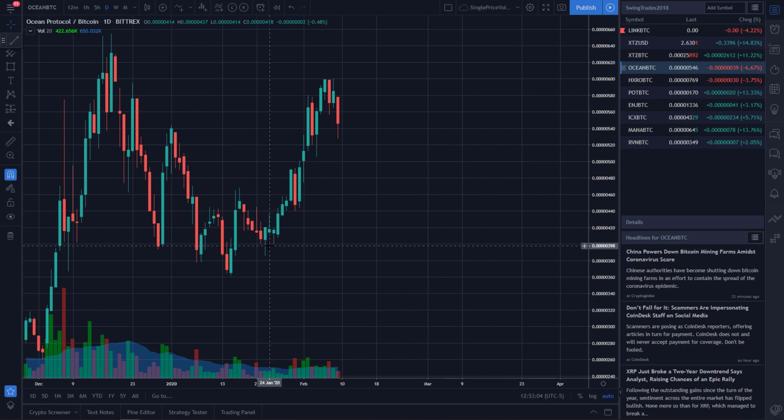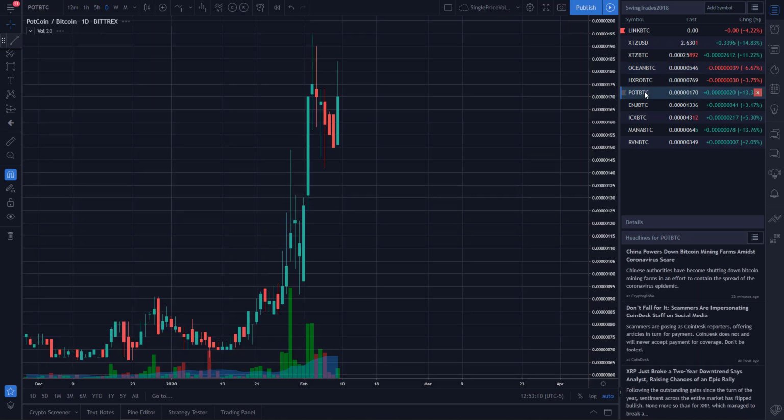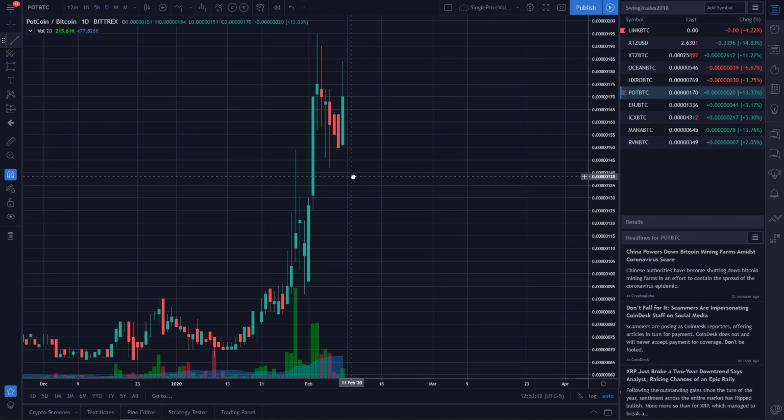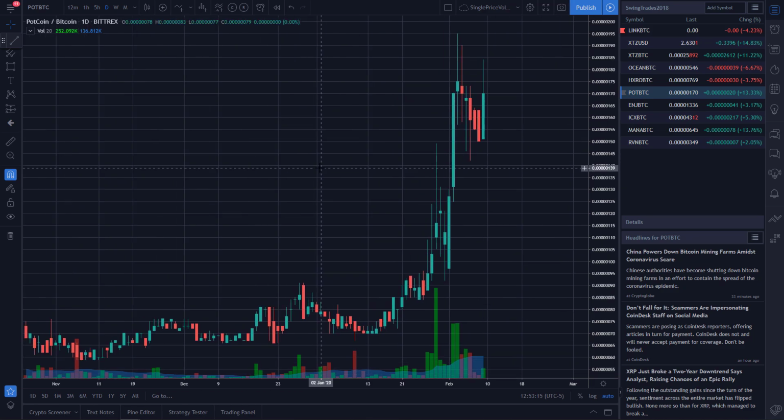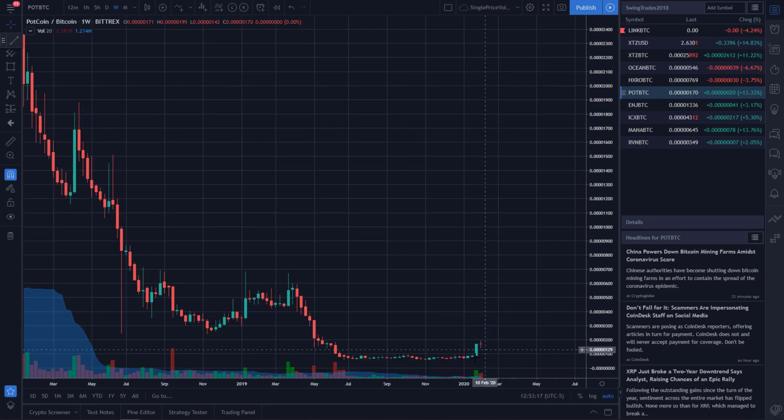Big weekly flag pattern, prints a higher low, higher high, and up she goes. Really nice. Let's see. Potcoin, this one is consolidating, doing what it has to do right now. This is the daily chart. Weekly chart is still coming off the bottom. I mean, look how close to the bottom this thing is. So we've had a really nice little rally off the bottom.